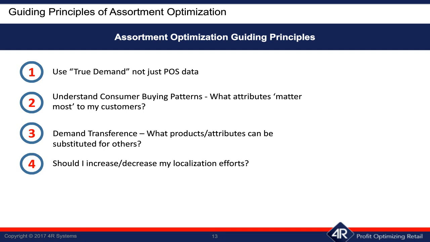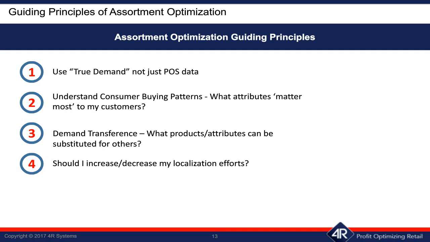Second is understanding the consumer buying patterns and doing that in an attribute-based methodology. The customer decision tree is essentially an idea behind what are the features or the attributes that matter most to my customers. And we're going to talk a little bit more about how you determine which attributes matter and how you determine which ones you want to use in terms of setting future assortments.